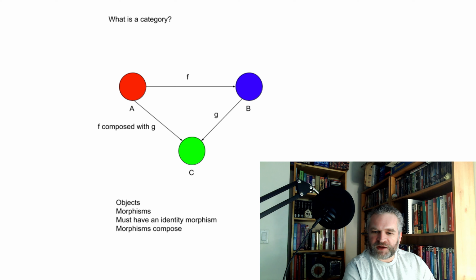The other thing every category must have is compositions of morphisms. So here you can see we've got a morphism F that takes you from A to B. Then we've got G, which takes you from B to C. And then if we were to compose F and G, that would take you from A to C.